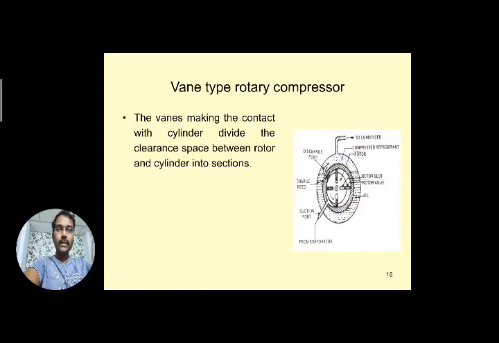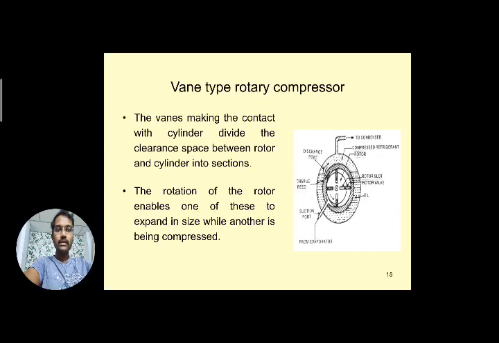Now the vanes making contact with the cylinder divide the clearance space between rotor and cylinder into sections. So here there is no need of the spring and the blade. These vanes themselves separate the sections between the rotor and cylinder, which are divided into sections. Now here what happens, the suction will take place at one side, and compression is taking place at the other side during its rotation.